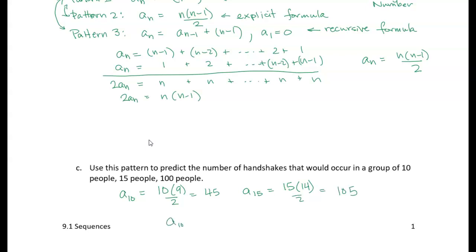And we can also find how many handshakes will occur with 100 people. You have 100 people times 99 handshakes divided by 2, because it takes 2 people to shake hands. And we get 4,950.